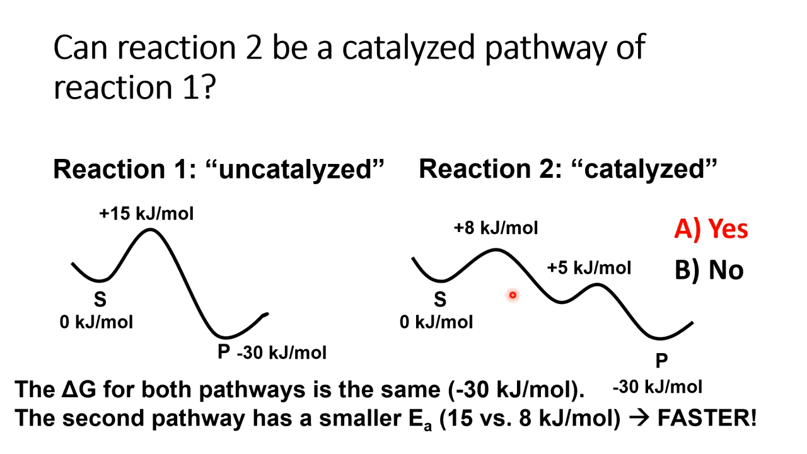All right, so that just summarizes what we just said. The free energy change is negative 30 kilojoules per mole for both, so the thermodynamics have to stay the same, but the second pathway has a smaller activation energy, so it will be faster.